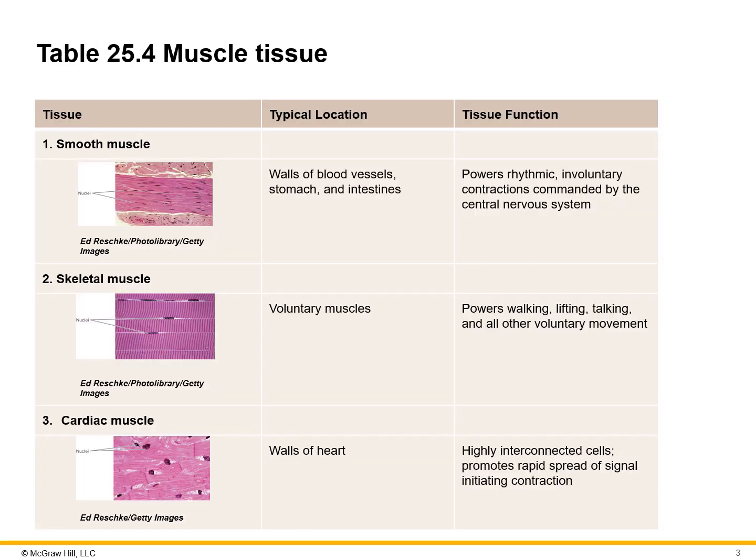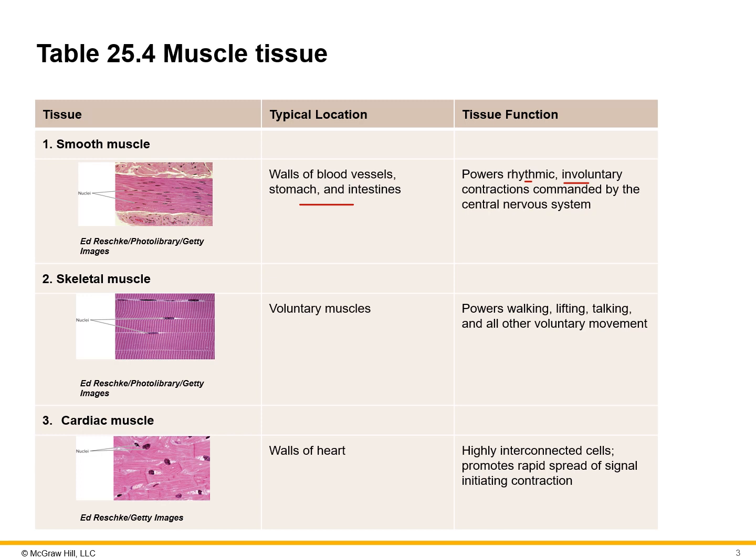Our summary table here shows these three types. Smooth muscles are called that because they do not have any striations. These are going to be on the walls of our blood vessels, the stomach, and the intestine. They allow for rhythmic and involuntary contractions. We're not thinking about these things.